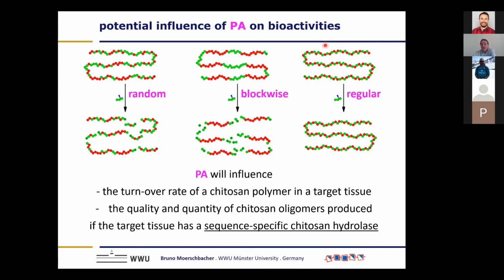If you had this one, which has a regular alternating distribution, you would never have 3 acetylated units next to each other. This would not at all be degraded. Whereas the typical chitosan, which you can buy today, which has a random distribution of the acetyl groups, would be degraded to a rather broad mixture of small and large chitosan oligomers with different random patterns of acetylation. So if a target tissue contains a sequence-specific chitosan hydrolase, and we now know that almost every organism produces chitinases or chitosanases, which are sequence-specific, then we should expect that the pattern of acetylation has a strong influence on the biological activity of the chitosan.